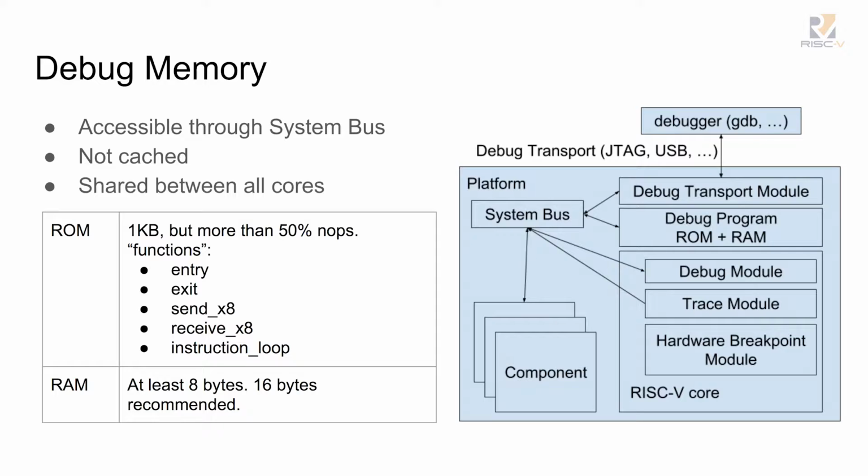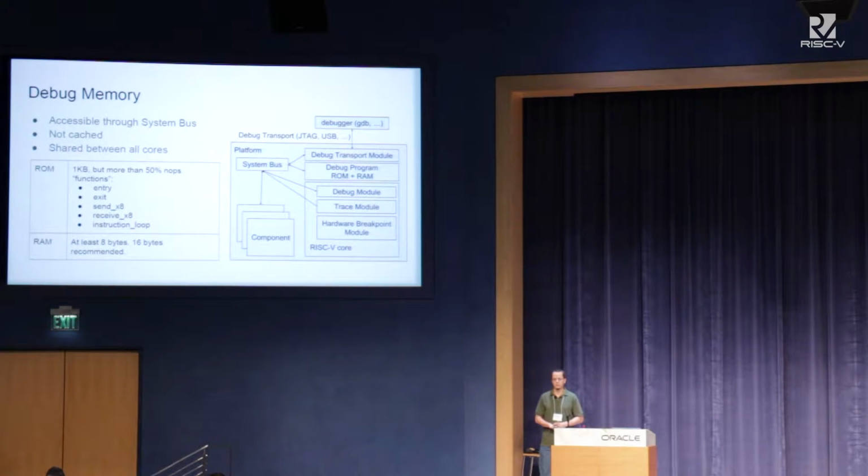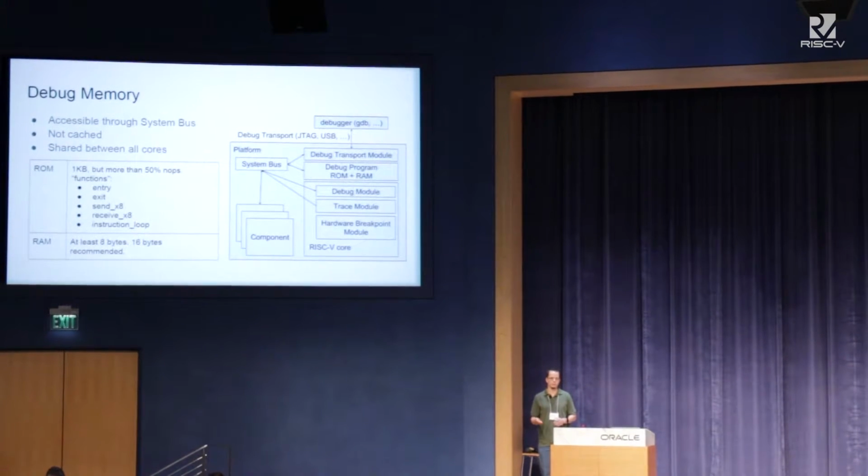Then there's a send x8, which will transmit to the debugger the value that's currently in X8 using the mailbox and state registers that I described before. There's receive x8, which does the opposite. And then there's instruction loop, which seems a little counterintuitive, but turned out to be useful. What instruction loop does is it reads an instruction from mbox 0, writes it to the debug program RAM, which starts right after the ROM, and then jumps to the debug program RAM. So using that mechanism, you can execute an arbitrary instruction pretty easily.